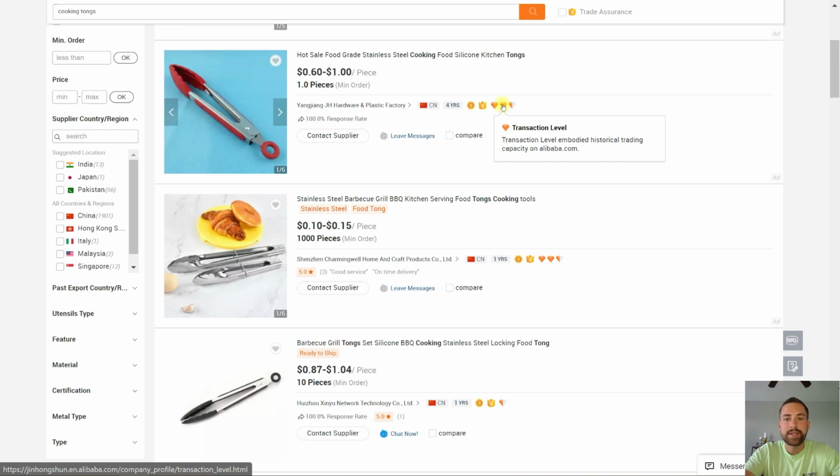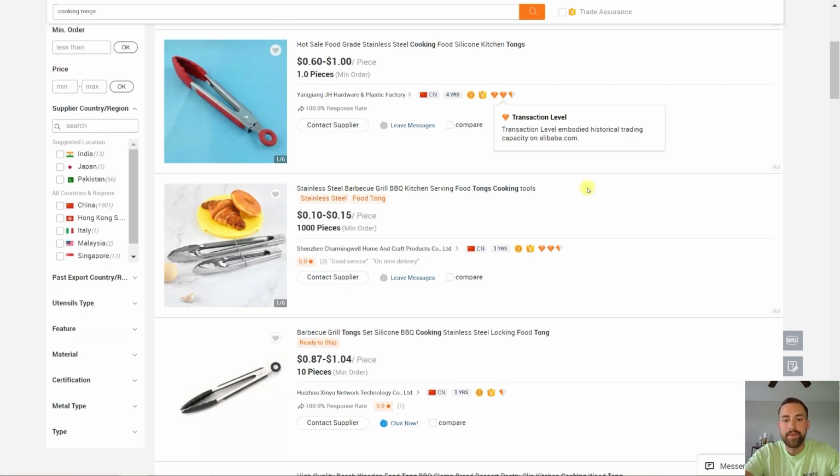And the last thing is the transaction level. So the more diamonds, it's kind of like a star rating. The more diamonds, the better. What this takes into account is the amount of transactions that manufacturer does on a certain time scale, and it's based on the history of the manufacturer.